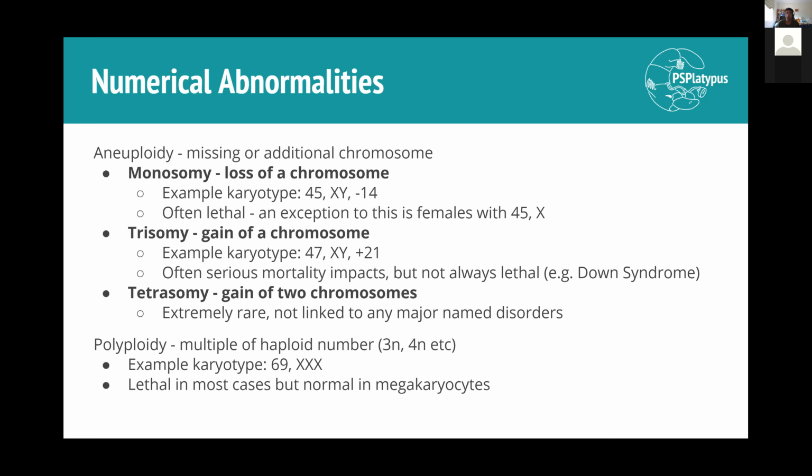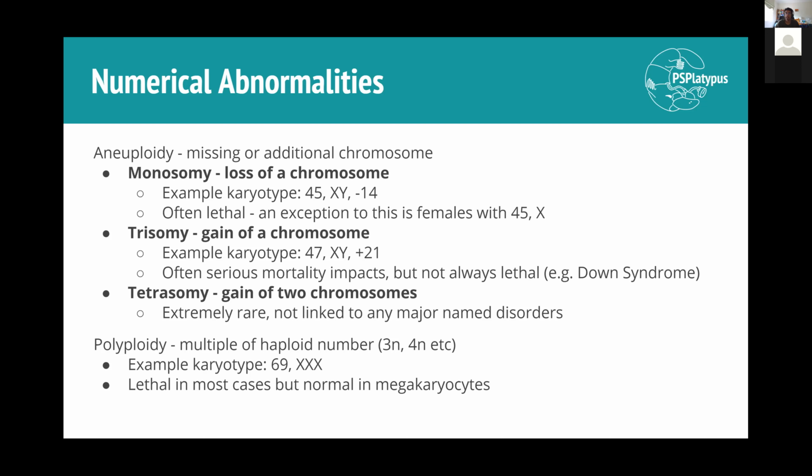So we could have, for example, a karyotype: we have 45 chromosomes because we've missed 1 out of 46. We have XY because this is a male in our example. And then we have minus 14 because we're missing one of the 14 chromosomes. So most of the time, this is lethal because we're just losing too much genetic information.